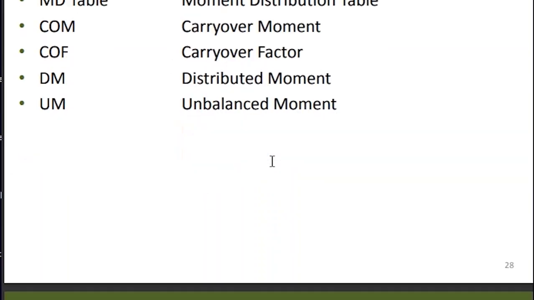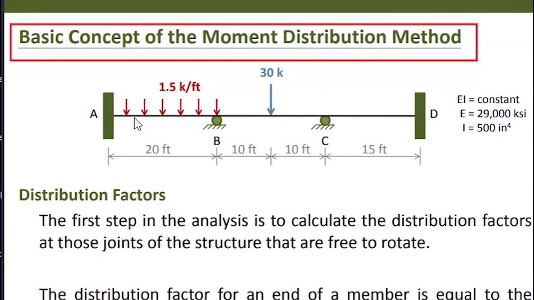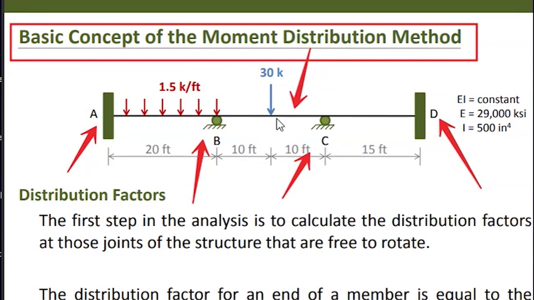Short term. Now let's consider the concept with respect to given examples. Now the basic concept for the moment distribution. I consider a member fixed at point A and point D with hinge support at two points, with a given force, point load and distributed load on the member as shown in the respective diagram above. Now with EI constant and its other values given there.